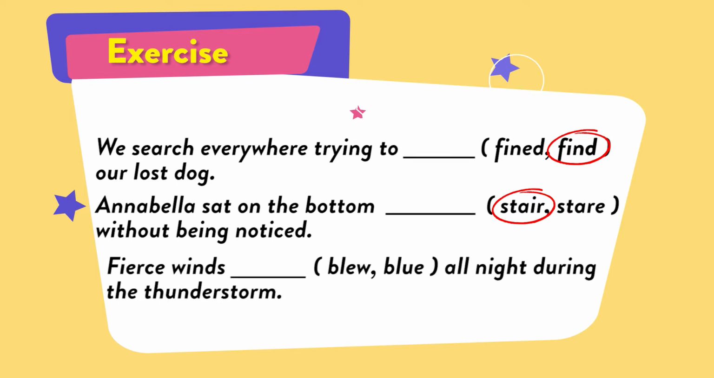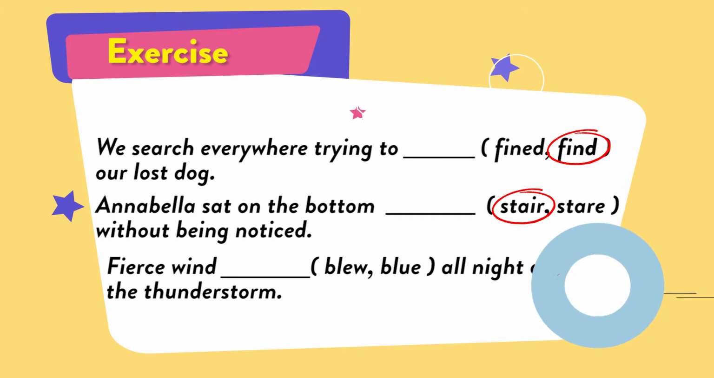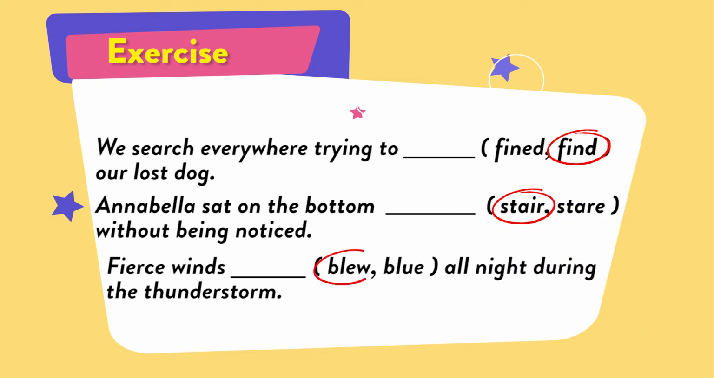Also, we have fierce winds something all night during the thunderstorm. Blew and blue, B-L-E-W and B-L-U-E. Our best option would be B-L-E-W, which is the past tense of blow, because B-L-U-E refers to the color blue.